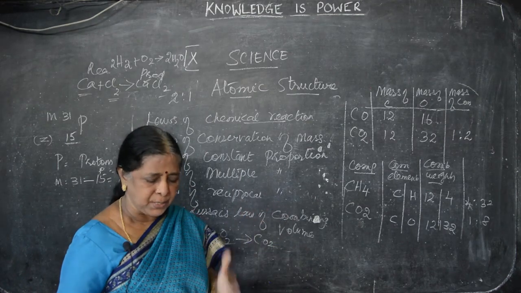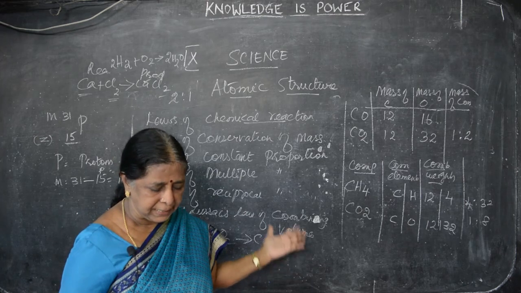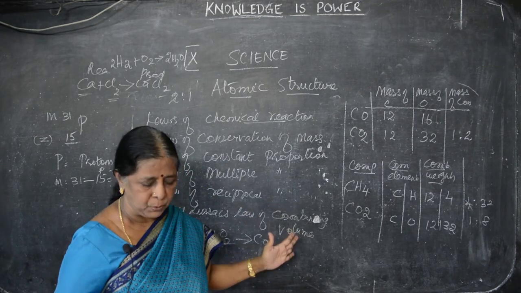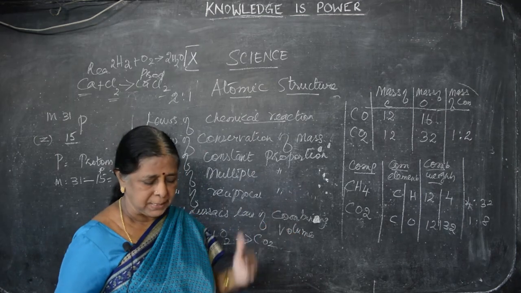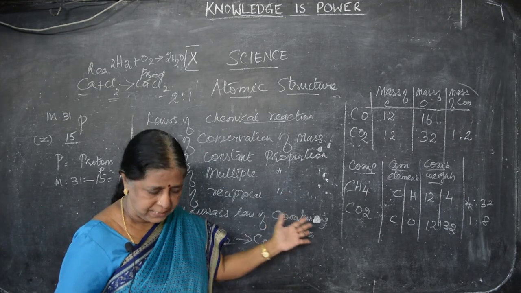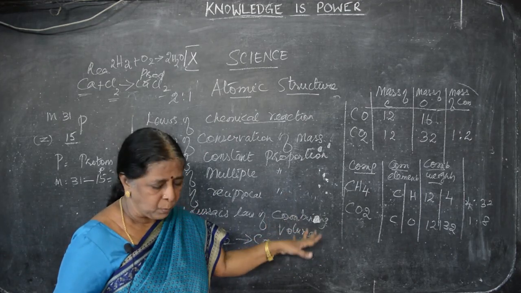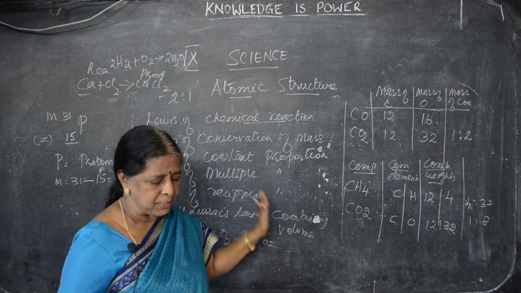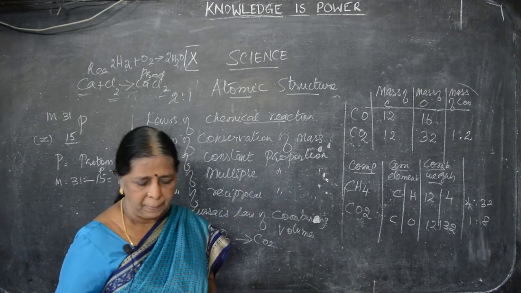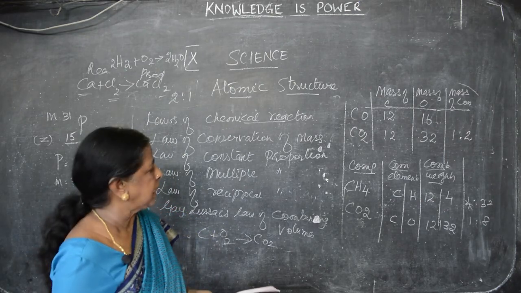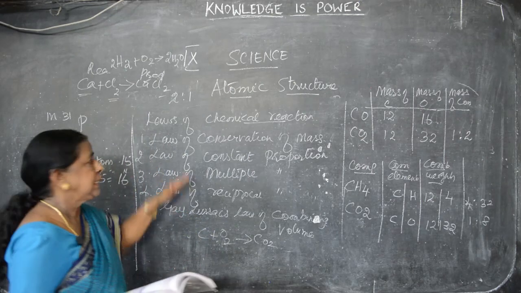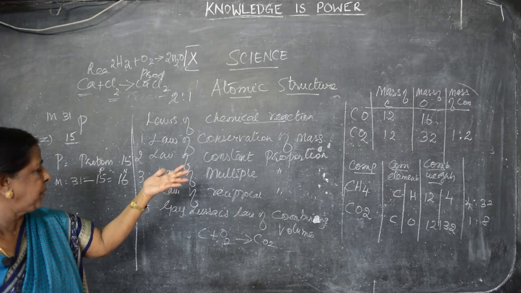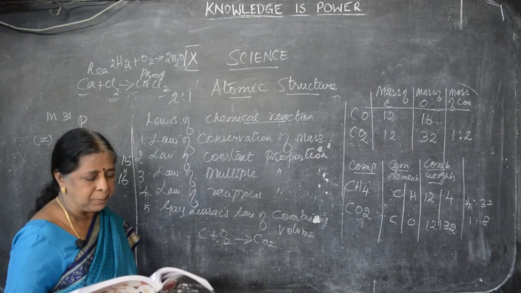According to Gay-Lussac's law, whenever the gases react together, the volumes of the reacting gases bear a simple ratio. That's the first part. Then the second part: the ratio is extended to the gaseous product, provided all the volumes are measured under the same conditions of temperature and pressure. Clear? Now we have to see the last one, quantum numbers. Is it clear? All the 5 laws, it's clear for you. Now we go to quantum numbers.